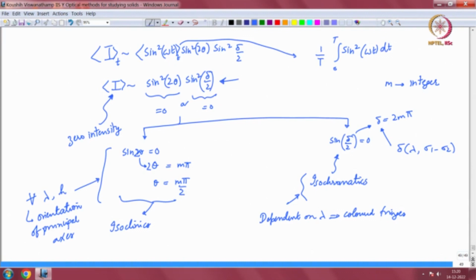We said that you can get a 0 intensity if either sin 2 theta is 0 or if sin delta by 2 is 0, and those gave us the two conditions. One corresponds of course to what are called isoclinics. I mentioned that clinic refers to inclination, and these give you loci of theta equal to m pi by 2, and the others are called the isochromatics, and these correspond to delta being 2 m pi.